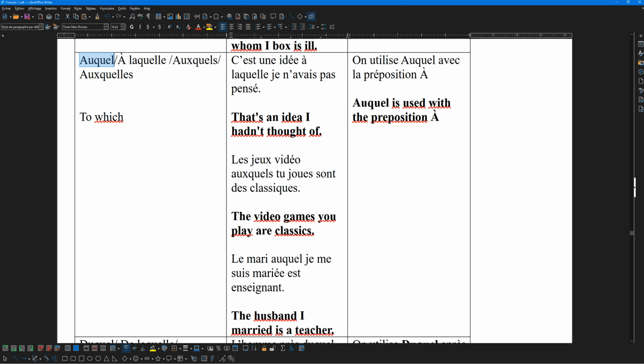Auquel. To which. So, auquel is used with the preposition à, accent grave. À will be to something, to which. That's an idea I hadn't thought of. C'est une idée à laquelle je n'avais pas pensé. So, je n'avais pas pensé. I didn't think about. I didn't think to something. To will be à here.